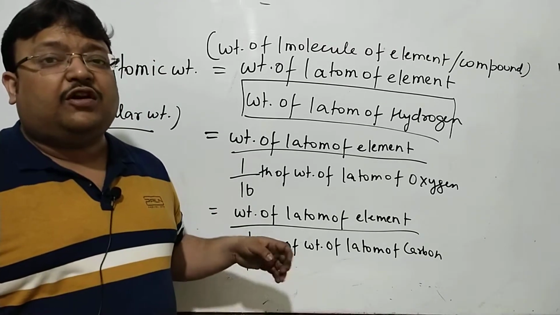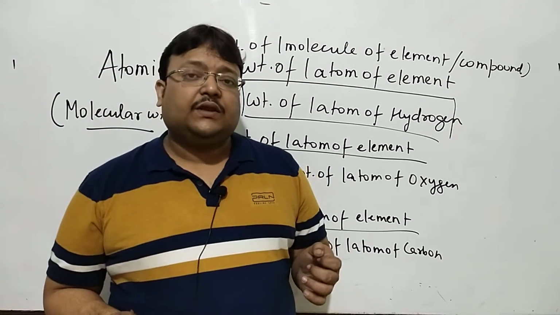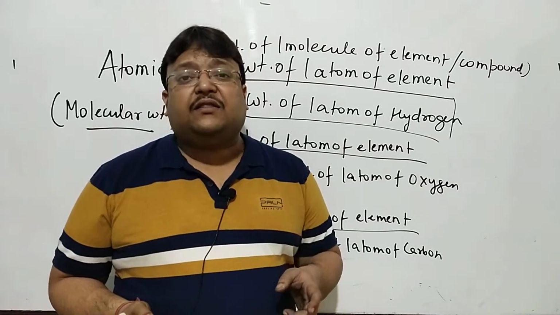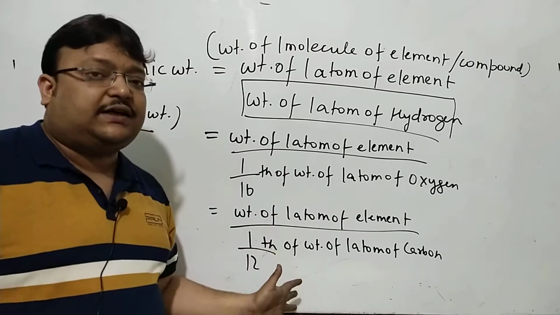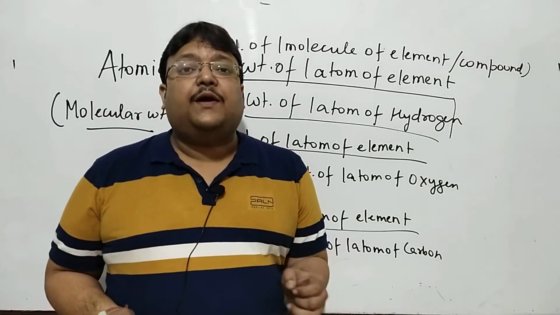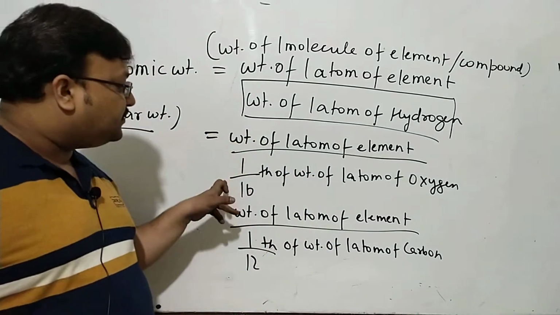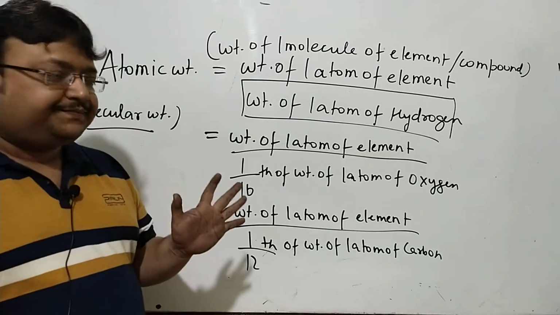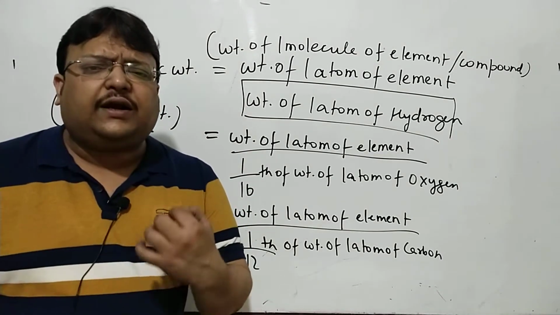Carbon atomic weight 12 means 1 atom of carbon is 12 times heavier than 1 atom of hydrogen. Sodium atomic weight 23 means 1 atom of sodium is 23 times heavier than this or this or this. Molecular weight of carbon dioxide is 44 means 1 molecule of carbon dioxide is 44 times heavier than this or this or this.